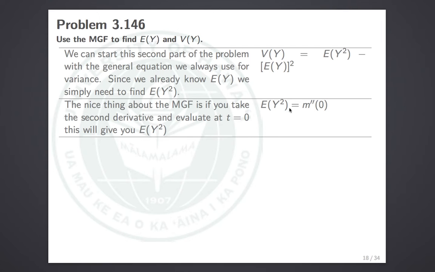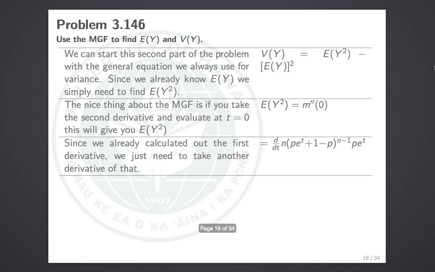The E of Y squared can be found by taking the second derivative of the moment generating function and then setting t equal to 0. Since I already have the first derivative, I just simply need to take the derivative of the first derivative, and that will give me my second derivative.